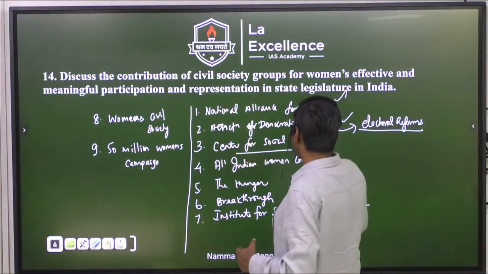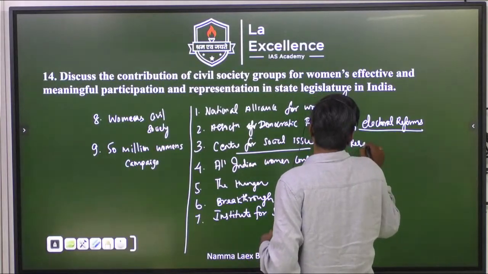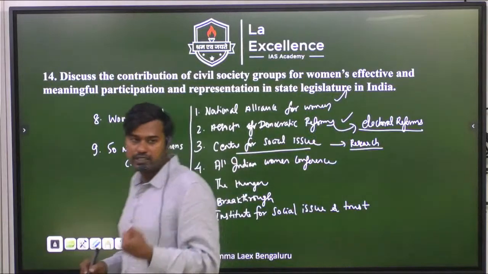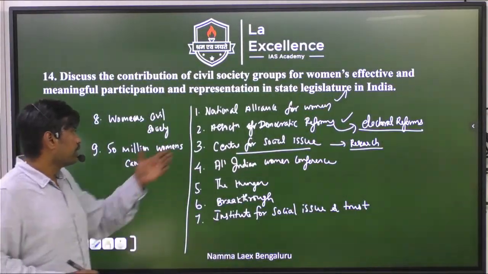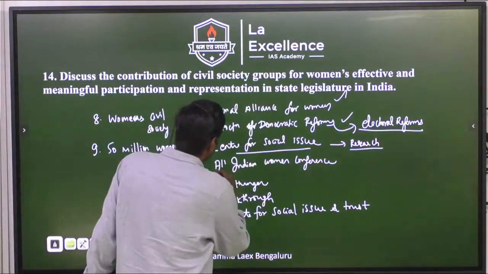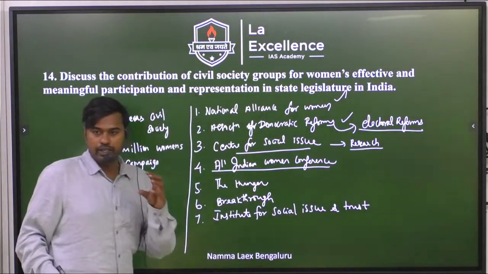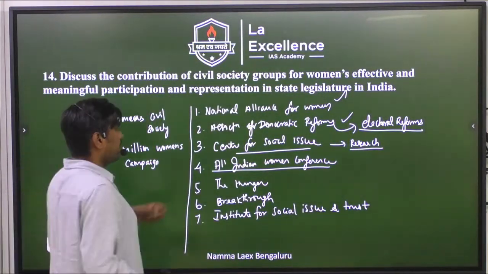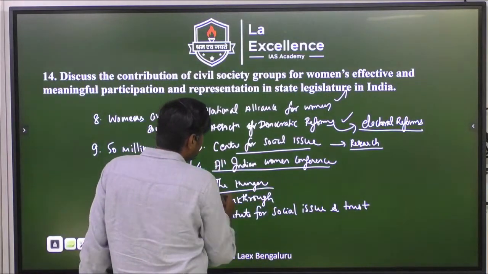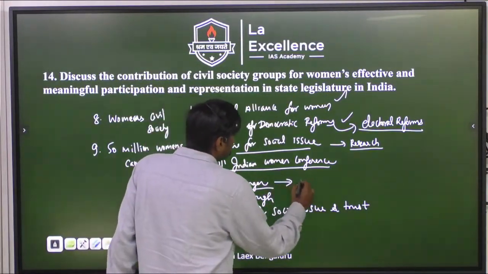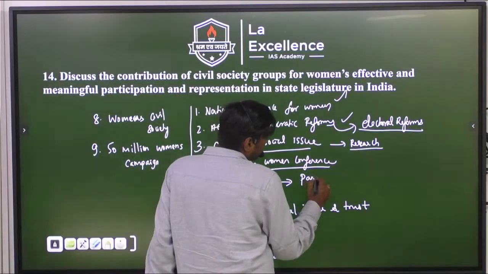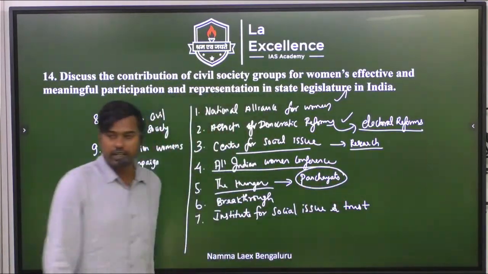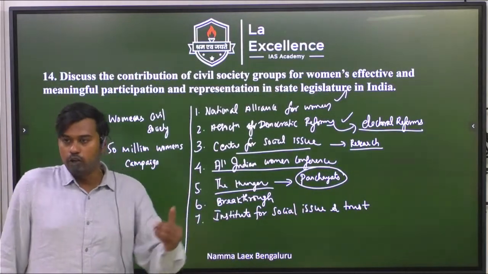And Center for Social Issue will do research on women's representation, and it will provide training to them. All India Women's Conference also fights for women's equality, rights and representation in politics. Hunger means they will fight for the better representation of women in panchayats, that is at the local level.